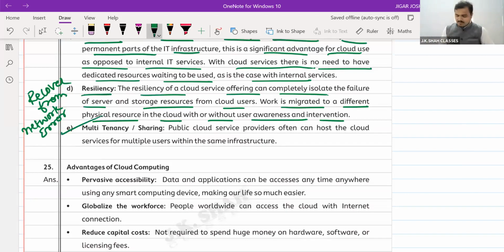Understood. And last one, people, do you think that on GoDaddy I am the only person whose website is hosted? No, sir. There are thousands of people sharing that environment, and thereby, people, the last one is multi-sharing. These public cloud services can host the cloud services for multiple users within the same infrastructure.